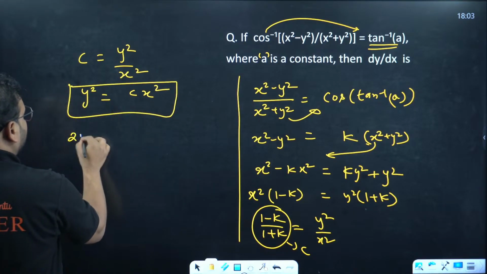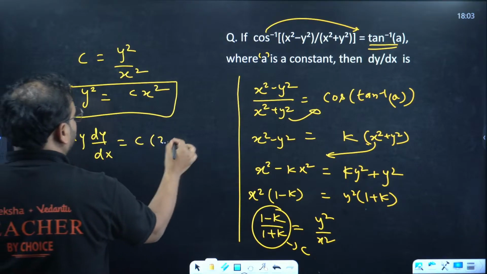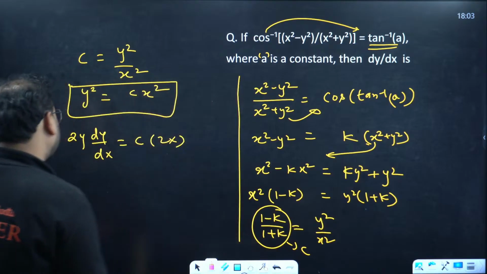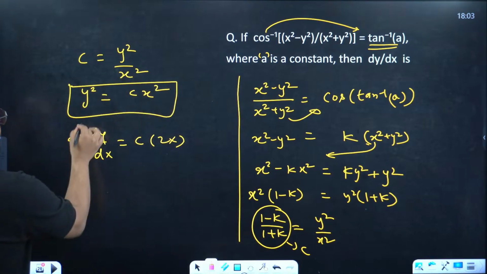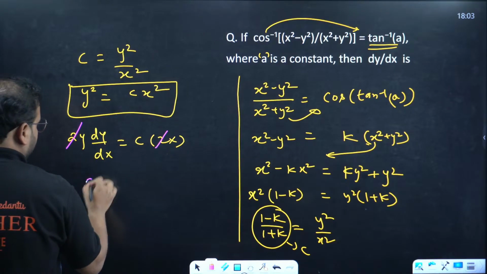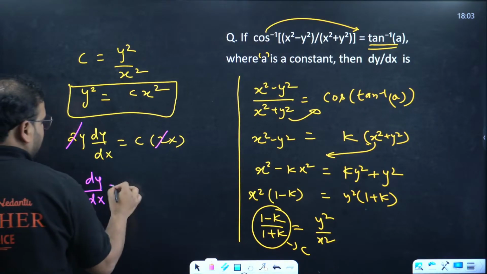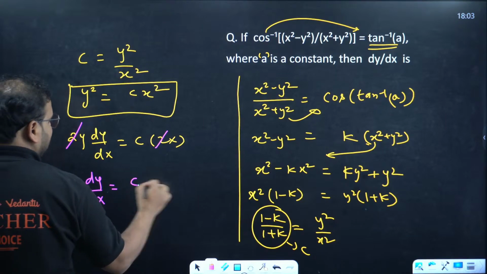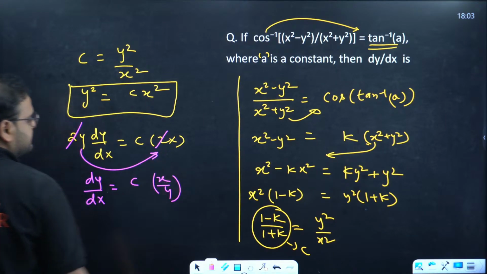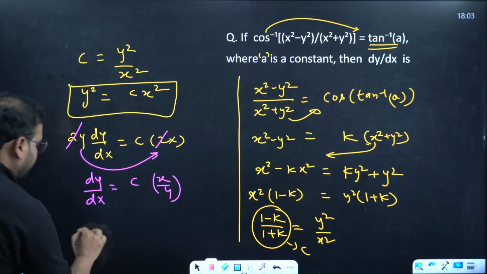Differentiate this. You'll have 2y dy by dx equals c 2x. Check. 2 and 2 cancel. And the value of dy by dx is nothing but c times x by y. If you move the y on this side, 2 is cancelled, dy by dx is c times x by y.